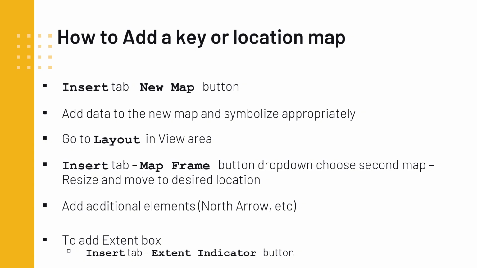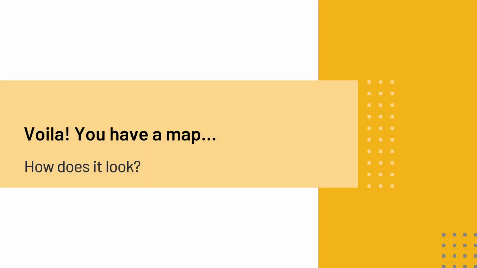If desired, you can choose to add additional map elements. If you'd like to add the extent indicator of where the main map is in relation to your either location or key map, you can right-click on the Insert tab on the map where your area is going to be shown and choose the Extent Indicator button. Voila, now we have our map.